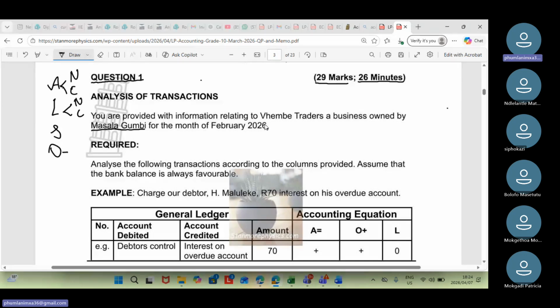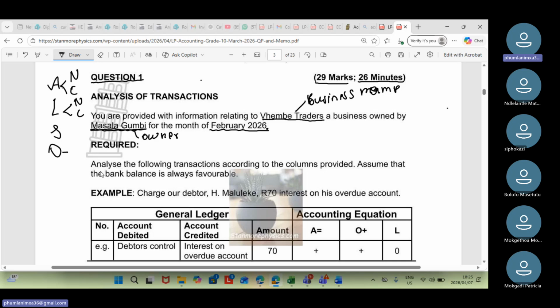The business is owned by who? Masala Kumbi is the owner, but the name of the business is Vembe Traders. Owner Masala, business name Vembe Traders. So we are going to analyze the transactions for which month? The month of February 2026.